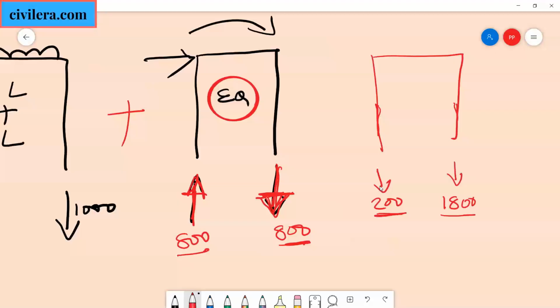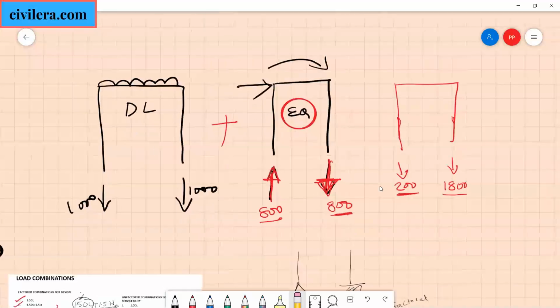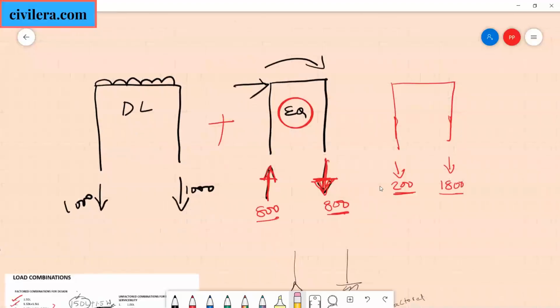Everything looks fine to us. But the thing is, what do you mean by dead load? Now we made a slight mistake. Let us not take this live load here. Let us take only dead load, because this combination is mattering only for dead load and the lateral load. So what do you mean by dead load?